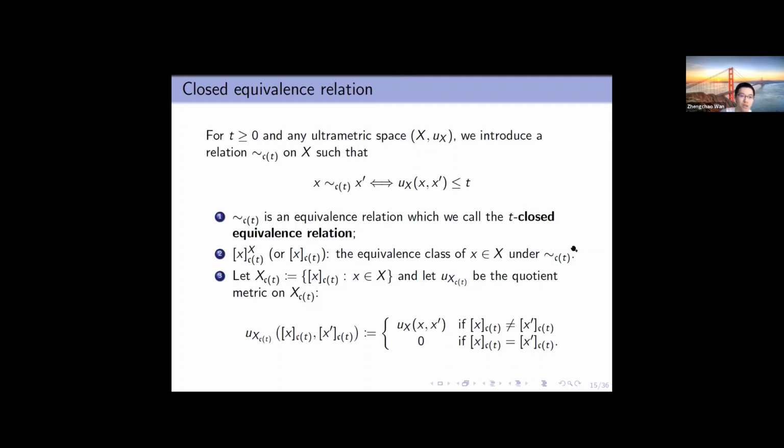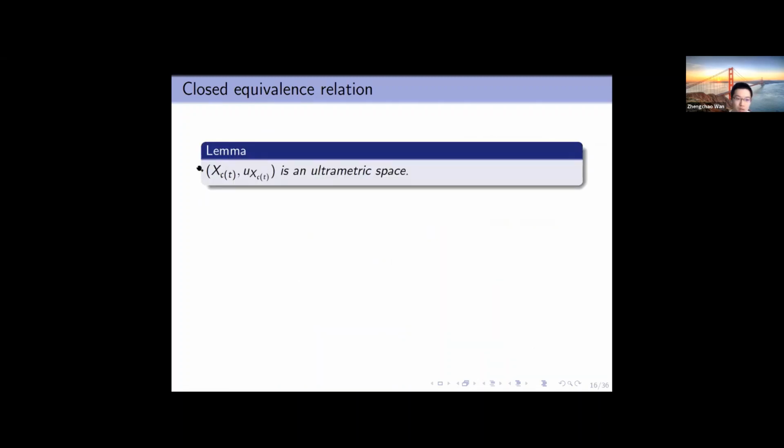For that purpose, I will introduce the so-called t-close equivalence relation on ultrametric spaces. Any two points are identified together if and only if the distance is bounded above by the parameter t. And this is actually an equivalence relation. This equivalence relation will induce a quotient space X sub t and a quotient metric. And this quotient metric space is also an ultrametric space.